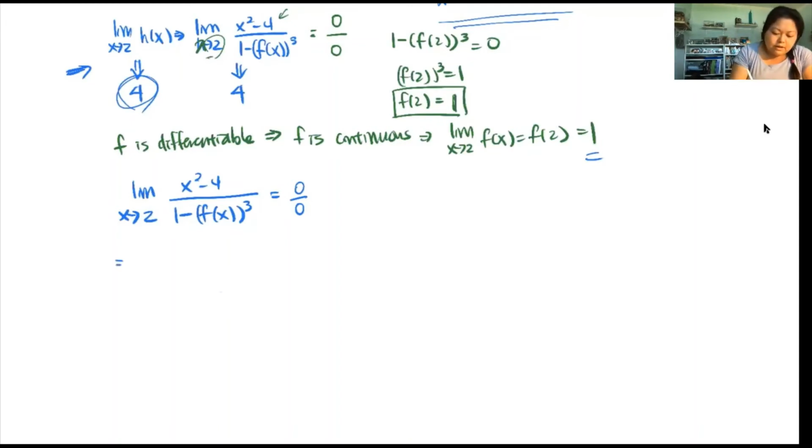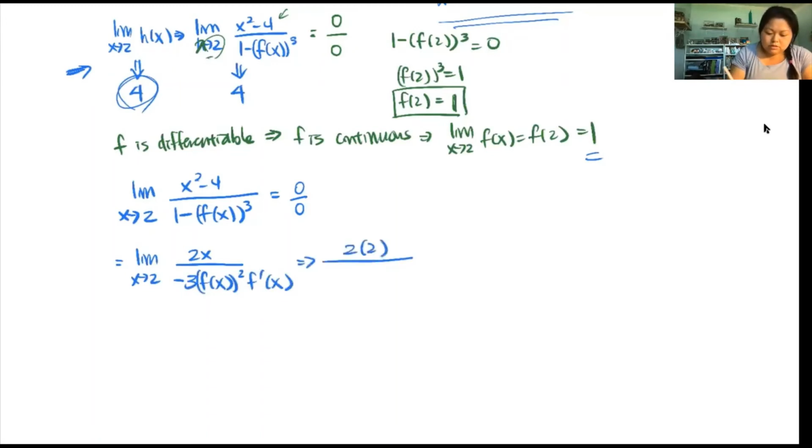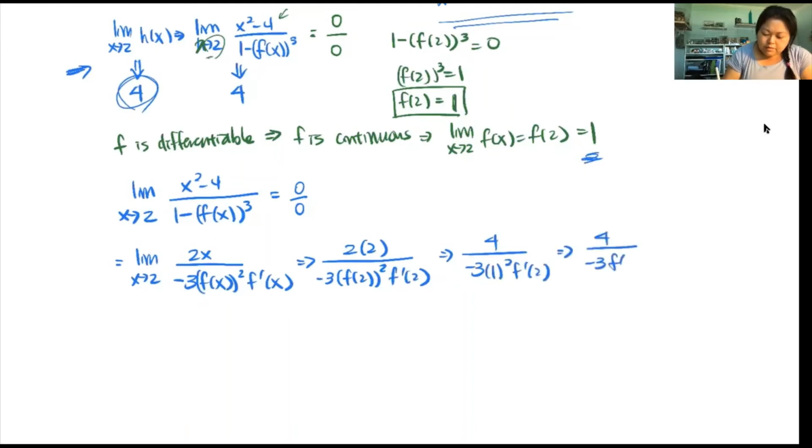So go ahead and now take the limit as x approaches 2, take the derivative of the top. The bottom, the 1 is a constant, so bring down the negative, and 3 f of x squared f prime of x, right? Okay, plug in the 2 because that's what we're supposed to do with limits. So 2 times 2 over negative 3 f of 2 squared f prime of 2. All right, I get 4 over negative 3. f of 2 is 1 based on here. So 1 squared f prime of 2. So I get 4 over negative 3 times f prime of 2.